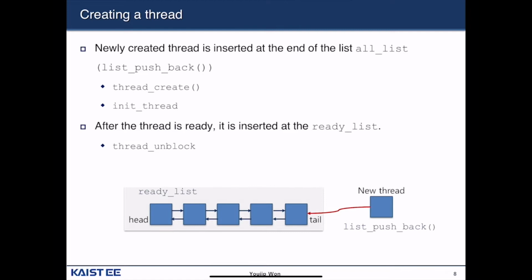Creating a thread, it first inserts the created thread structure to all list. And after putting it in all list, the operating system initializes the various fields in the thread structure, sets the state of the thread to ready, and then puts it in the ready list. In the current Pintos operating system, whenever the operating system inserts the thread structure to the ready list or all list, it calls list_push_back. It means that the operating system always places the just created thread at the very end of the list.